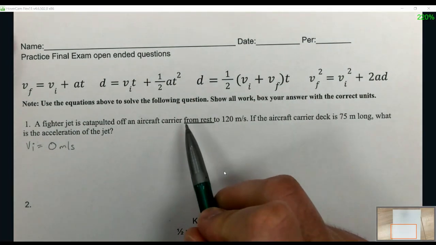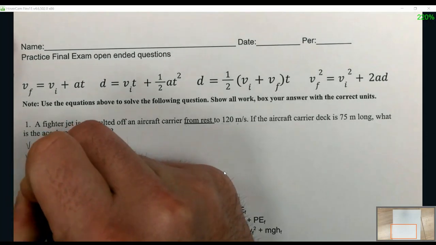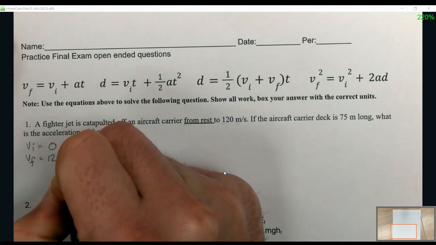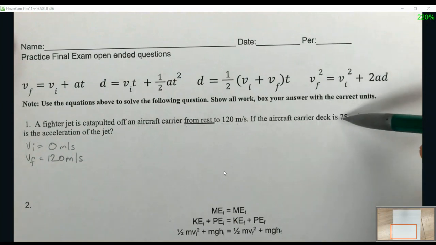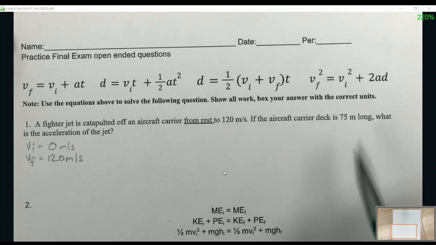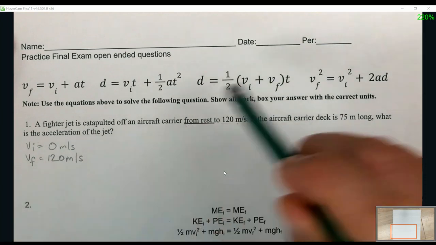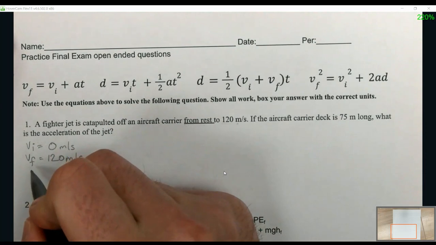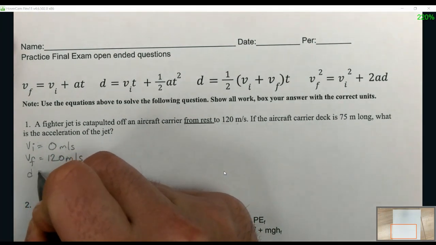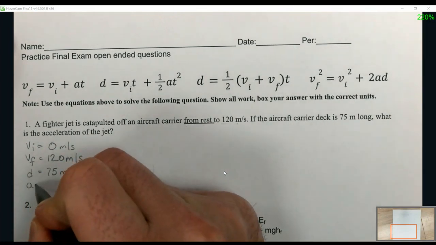All right, so we're going from rest. That means 0 to this. That will be our final velocity. So we have a final velocity of 120 meters per second. The aircraft carrier deck is 75 meters long. What is the acceleration of the jet? The jet's going from 0 up to 120 over this distance where it takes off. So your distance, or displacement, is 75 meters. They want you to find acceleration.